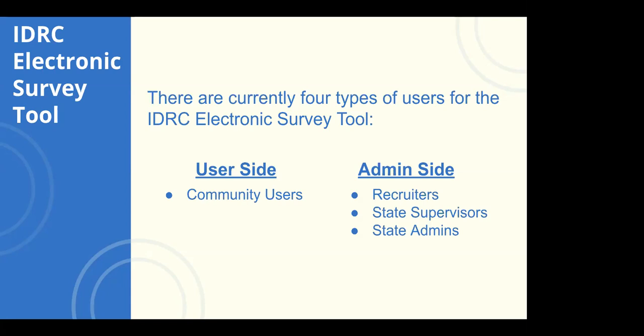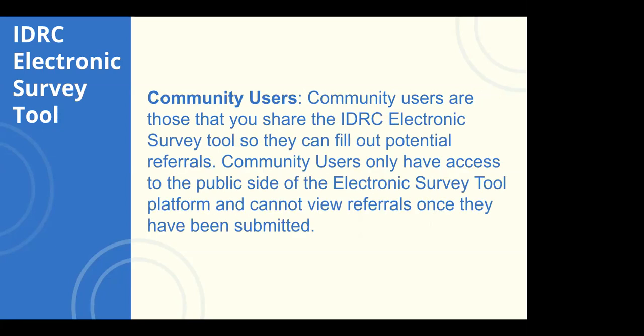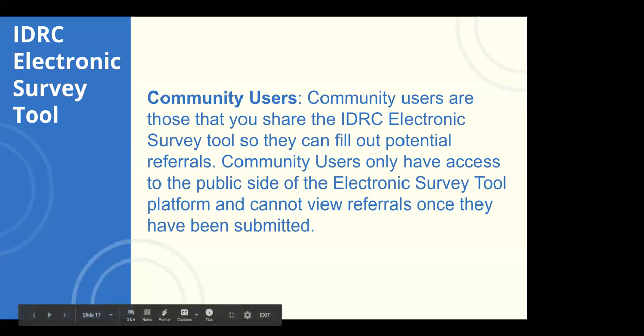Whereas on the admin side, in order to access the admin side, you need an account with login information. And so on there, you have three different user types. You have the recruiters, the state supervisors, and the state admins. So let's look at each of these four different types of users to see what they can do. As mentioned, the community users are those that you share the IDRC electronic survey tool with so that they can fill out potential referrals. Community users only have access to the public side of the survey tool platform and cannot view referrals once they have been submitted.